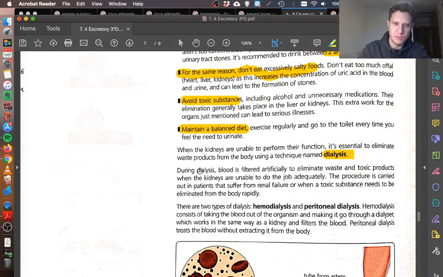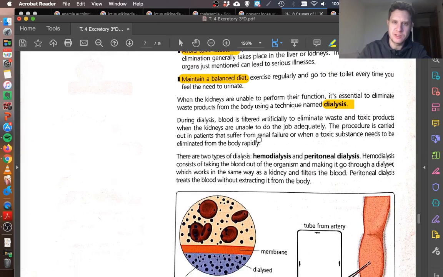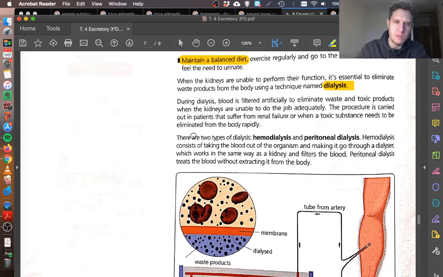During dialysis, blood is filtered artificially to eliminate waste and toxic products when the kidneys are unable to do the job adequately. The procedure is carried out in patients that suffer from renal failure or when a toxic substance needs to be eliminated from the body rapidly. Yes, like when you have an intoxication, for example, from eating toxic mushrooms. There are two types of dialysis: hemodialysis and peritoneal dialysis.